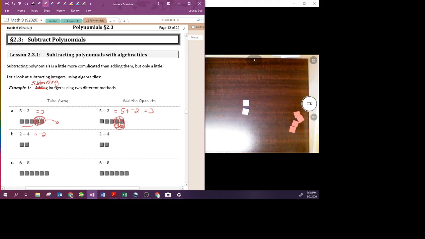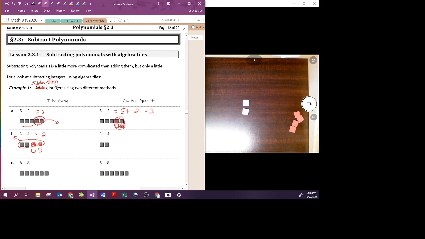So 2 minus 4 equals negative 2. And I would show that by drawing 2, 0 pairs like that. Okay, and then I can take away the 4 positives.